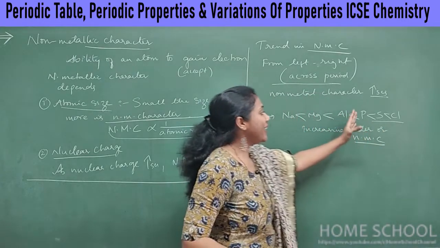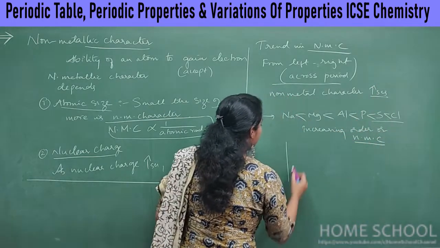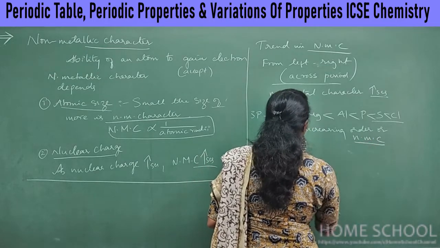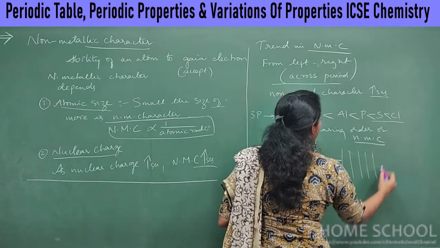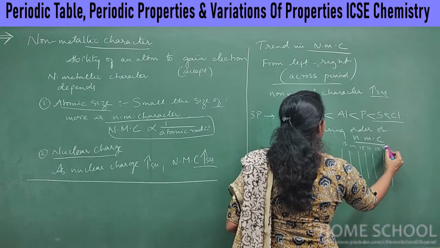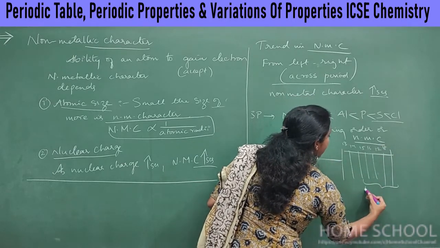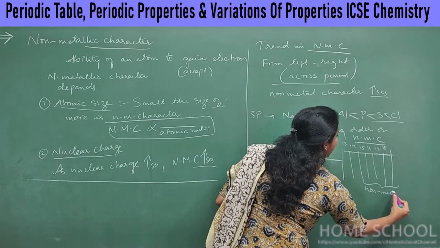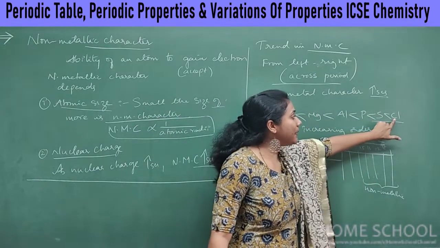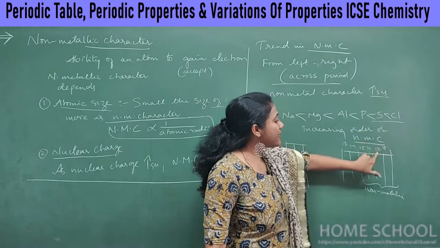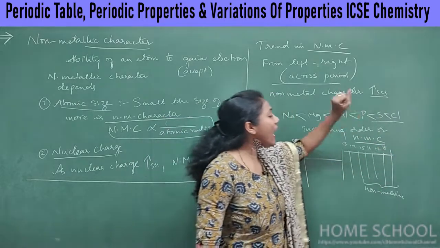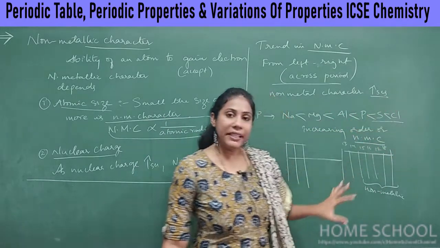Because the rightmost elements in a periodic table, say you have 18 groups and 7 periods, so this is 13, 14, 15, 16, 17, 18. The rightmost elements are always the most non-metallic because they are smallest in size. The 17th group element is chlorine, the 16th group element is sulfur. So the 16th and 17th group elements are the smallest, so they are the most non-metallic in nature.